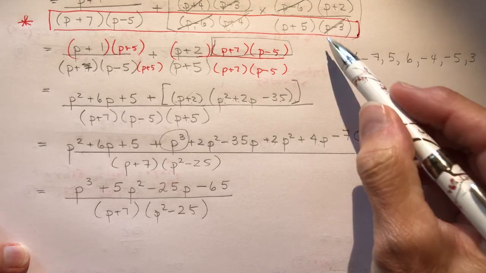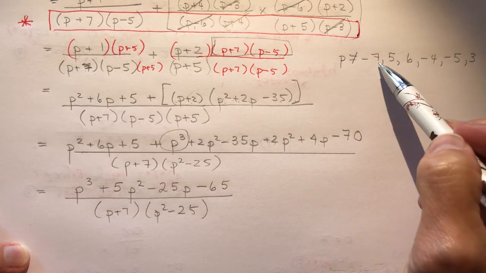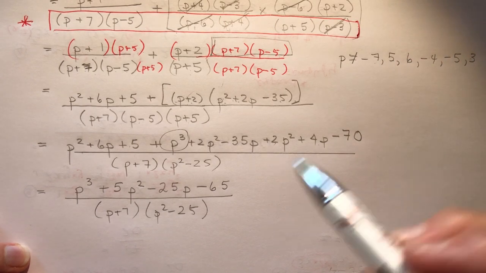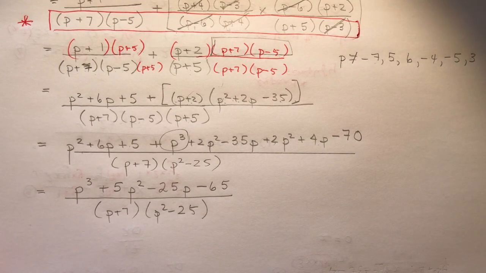Now, if it repeats, you don't write them out twice. So I have 1, 2, 3, 4, 5, 6 restrictions on the domain. And that's how you add rational expressions. Not too easy, but just take your time, be careful.